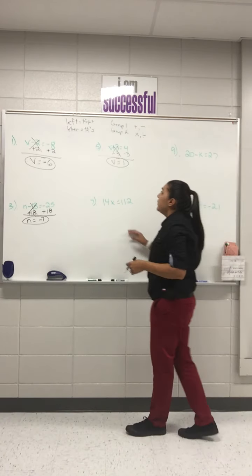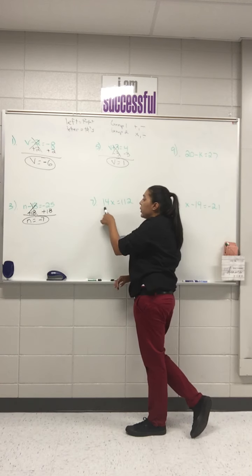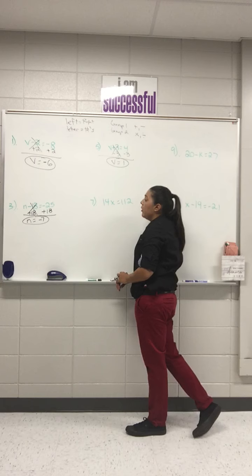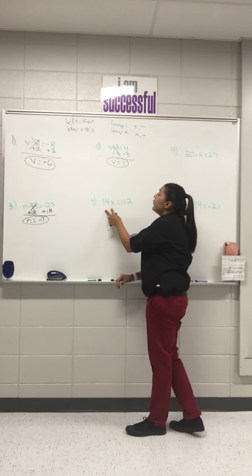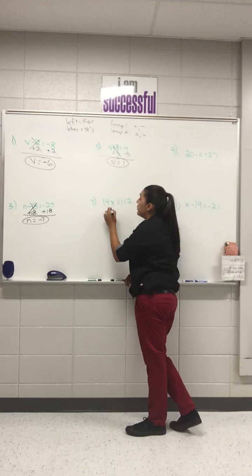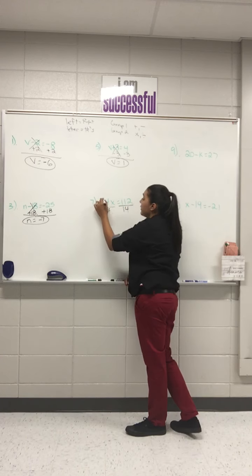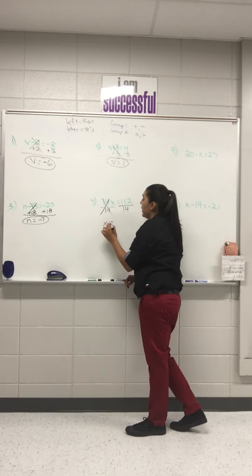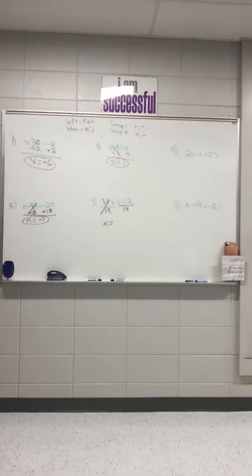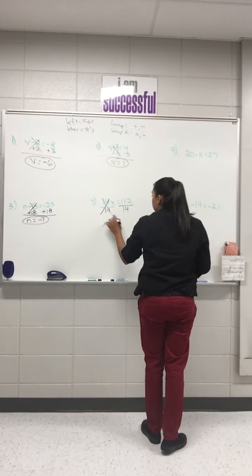Okay, the next one, number 7, says 14x equals 112. So I want you to think, what does it mean if they're right next to each other? Well, if they're right next to each other, that means multiply. So according to our groups, whose buddy is multiplication? Because we need to move it. So his buddy is division. So you're going to divide by 14, divide by 14. Because if you do it to one side, you have to do it to the other side. And I don't know what that is. It's going to be 8. 112 divided by 14 is just 8.